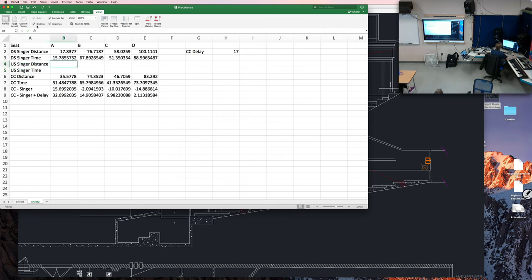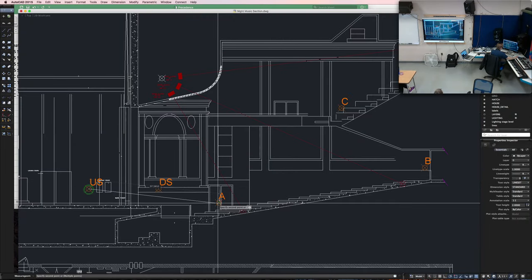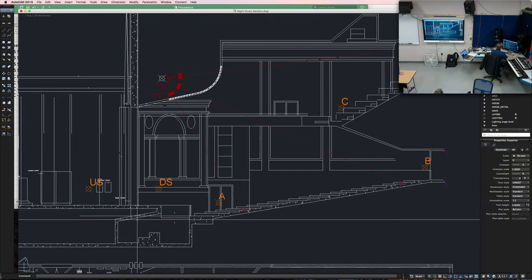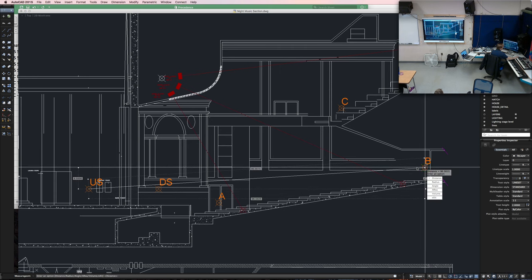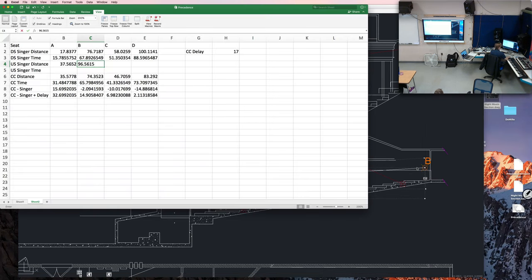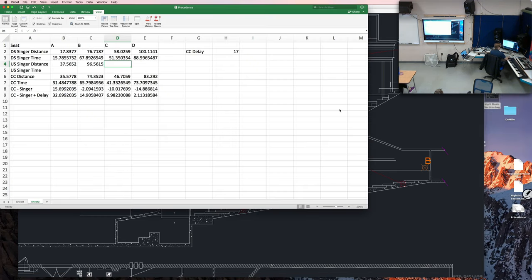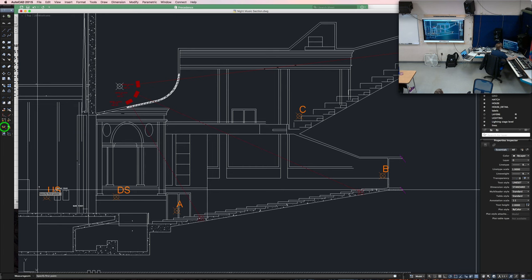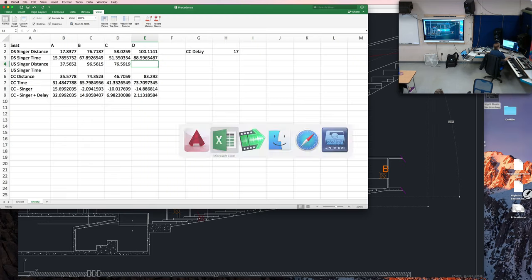Okay. So how far away is my upstage singer from each of my seats? Upstage singer to front row, 37.5652. Upstage singer to back row, 96.5615. Upstage singer to front row balcony is 76.5919. And upstage singer to back row balcony is 118.3059.